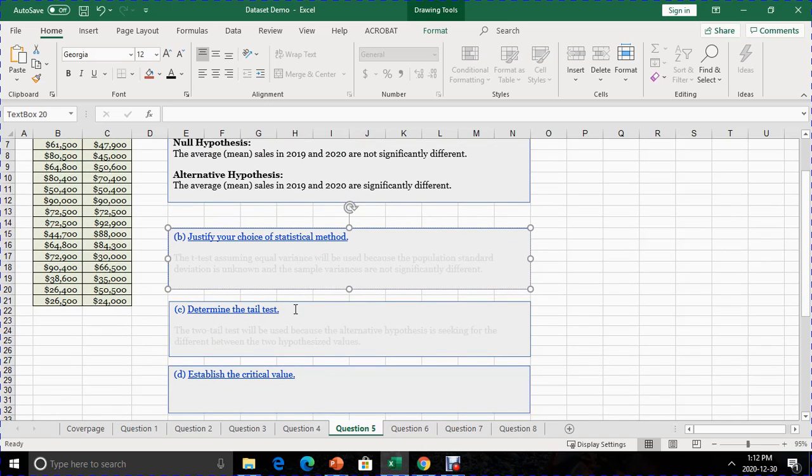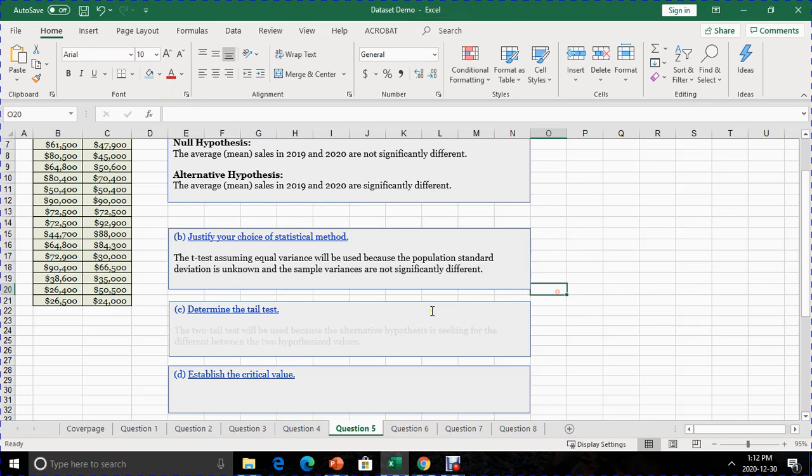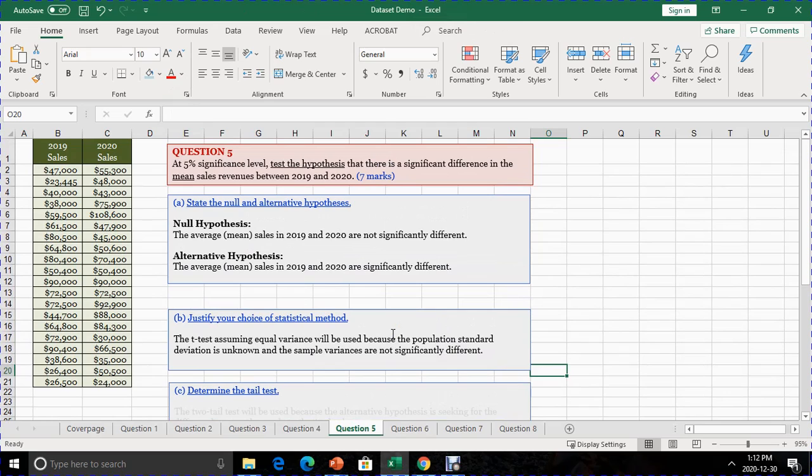Question B asks to justify your choice of the statistical method, and the choice of method will be t-test. So we're going to use the t-test assuming equal variance, right? The t-test because the population standard deviation is unknown. We don't have any value, or the population standard deviation is not given. What we can derive is a sample standard deviation because we have sample data. So given that the population standard deviation is not given, we will use the t-test.